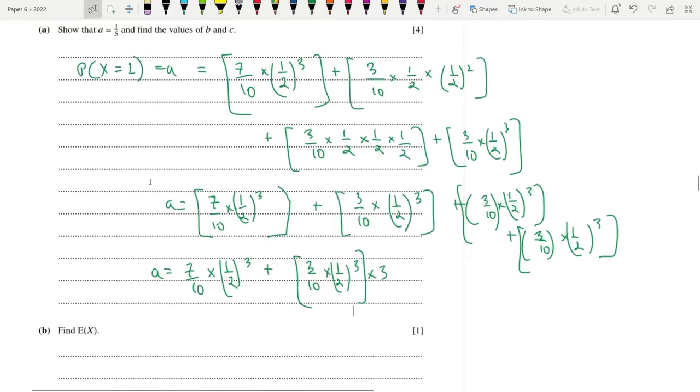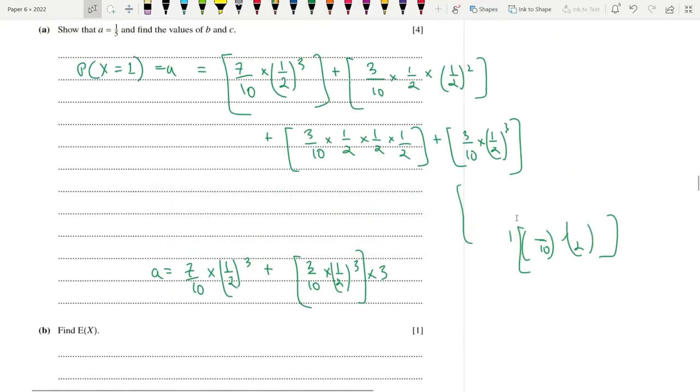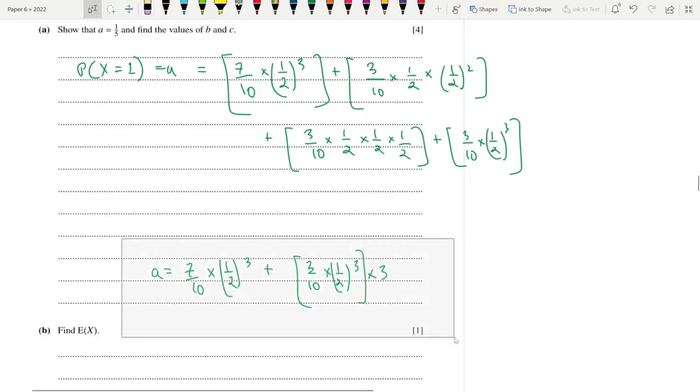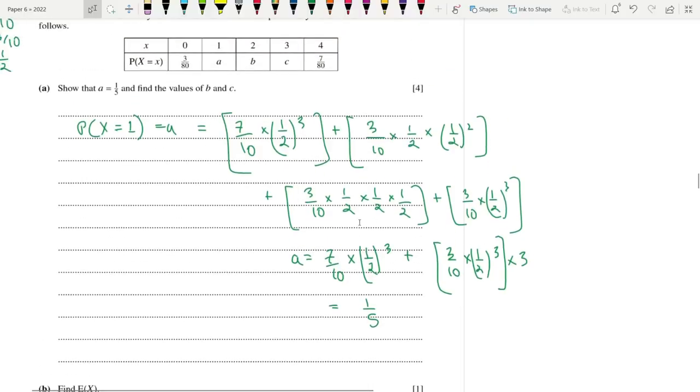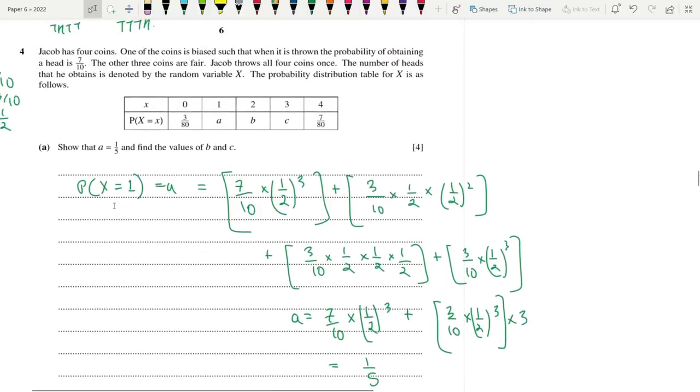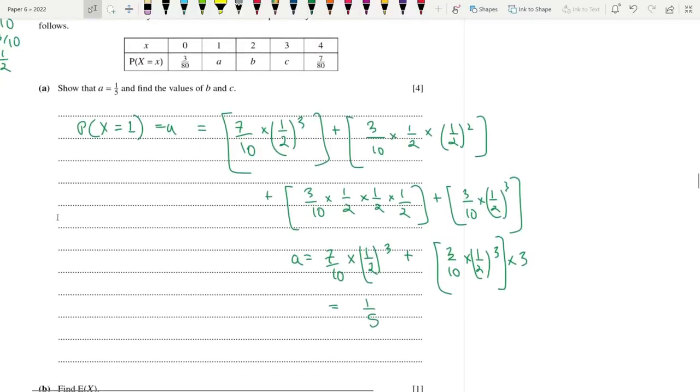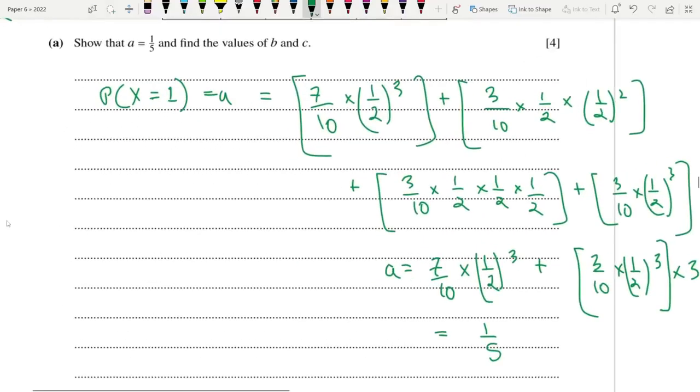So we can get rid of this working over here because it's wasting space. We have other stuff to do. So basically we're doing this to find out a, and it's gonna give us the answer 1 by 5. So we just proved that, okay? Now what? They want us to find b and c. Okay.